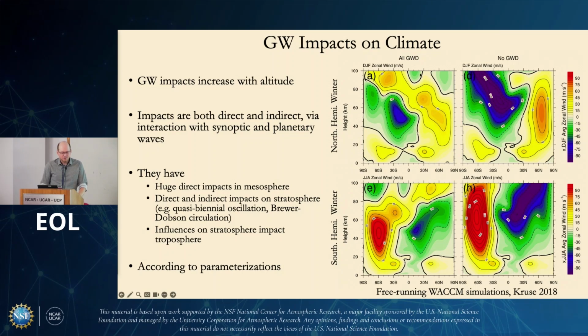You get huge impacts. Broadly, roughly, gravity wave impacts increase with altitude as you decrease density. Impacts are both direct via their direct momentum deposition and forcing of the momentum equation, but also indirect via interaction with Rossby and planetary scale waves. But to summarize, they have huge impacts in the mesosphere, as you can see by comparing the upper sections of these plots and the huge differences. In the stratosphere, there's both important direct and indirect impacts. There's direct forcing of the QBO, for example, direct and indirect forcing of the Brewer-Dobson circulation, and then, at least in the zonal mean context as well, there's influences from the stratosphere down into the troposphere, which are influenced by these parameterizations as well.